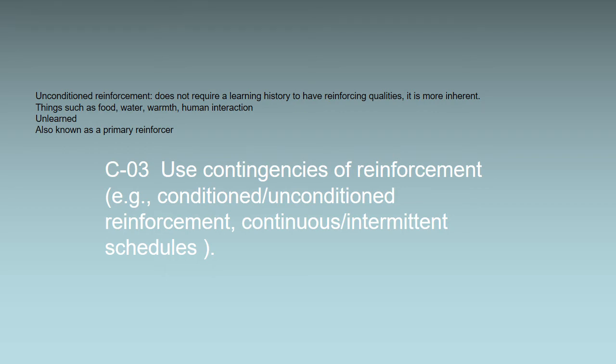Reinforcement comes in two flavors, conditioned or unconditioned. Unconditioned reinforcement does not require learning history to have reinforcing qualities. Think of it as a more inherent thing. Things such as food, warmth, water, some forms of human interaction. These are unlearned. We're kind of born with them. You can think of it as an innate thing. These are also known in ABA terminology as a primary reinforcer.